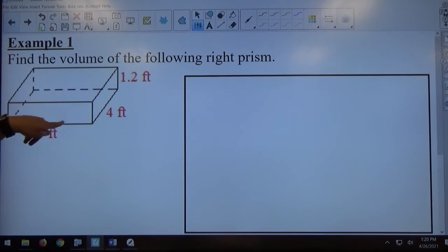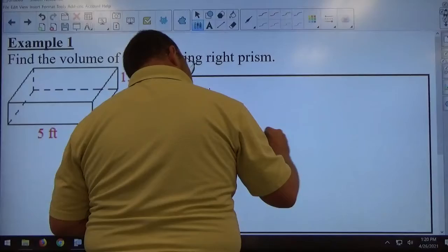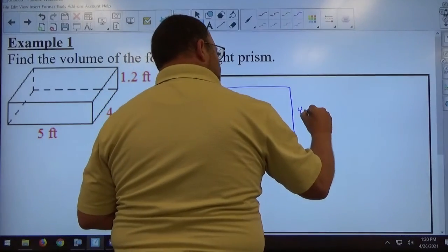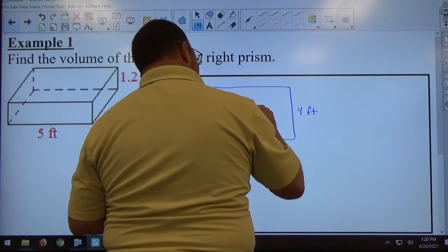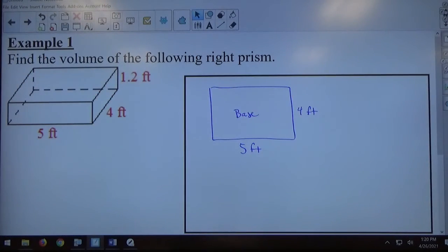So the base is a 5 by 4 rectangle. The first thing I'm going to do on my paper is put in a 5 foot by 4 foot rectangle. That is priority 1 on doing a volume or surface area problem. Draw the base.